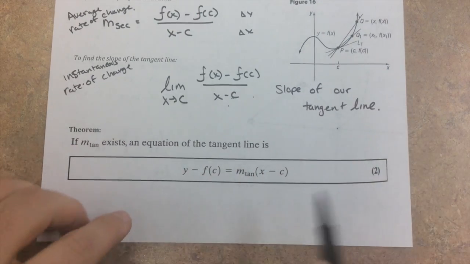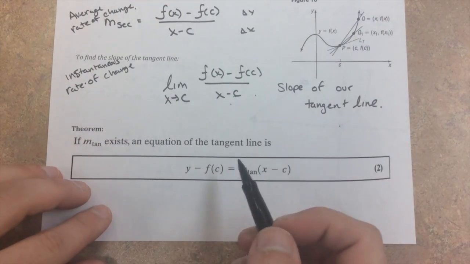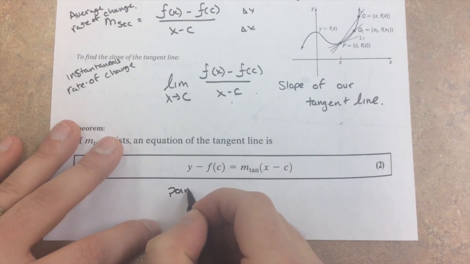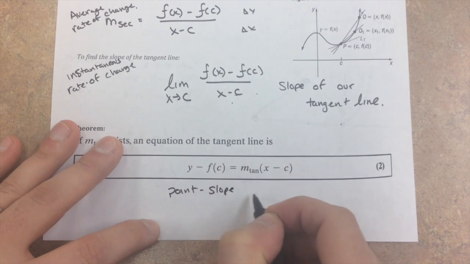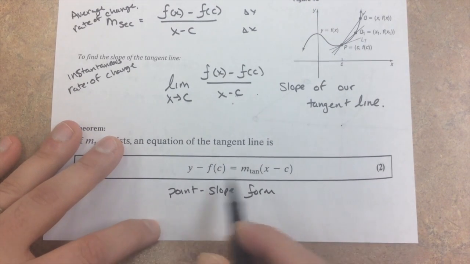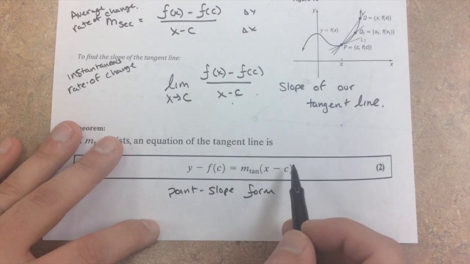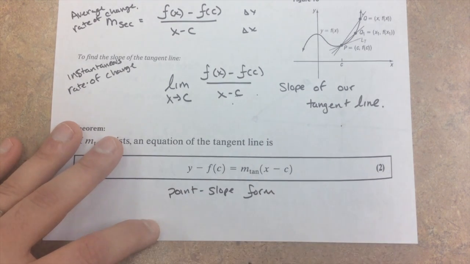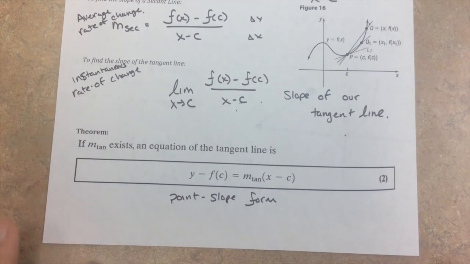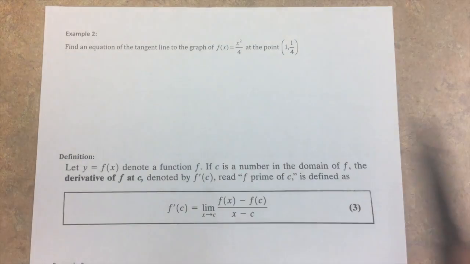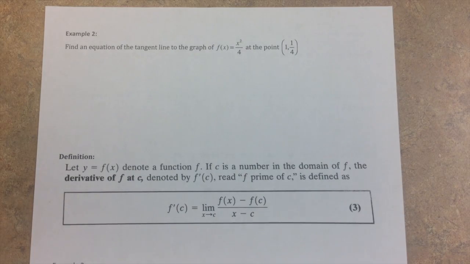Building off of that, how do you write the equation of a tangent line? Well, how do you write the equation of a line? This is just point slope form. So you have y minus your y value equals m, x minus whatever your c value is. So we're going to try a couple problems, and then we'll do a lot more in class. So example 2, find the equation of the tangent line to this graph at our point 1, 1/4.